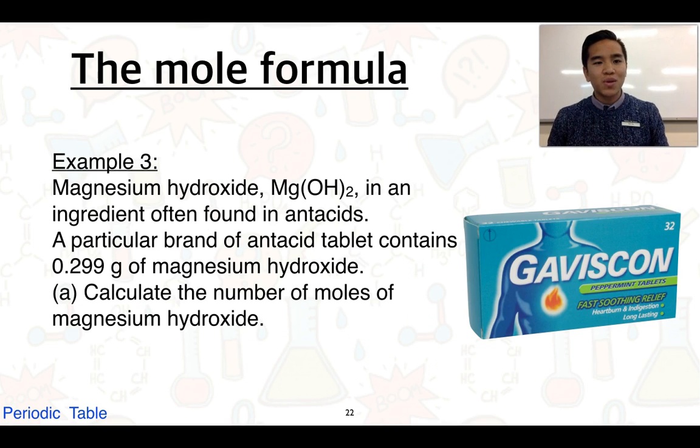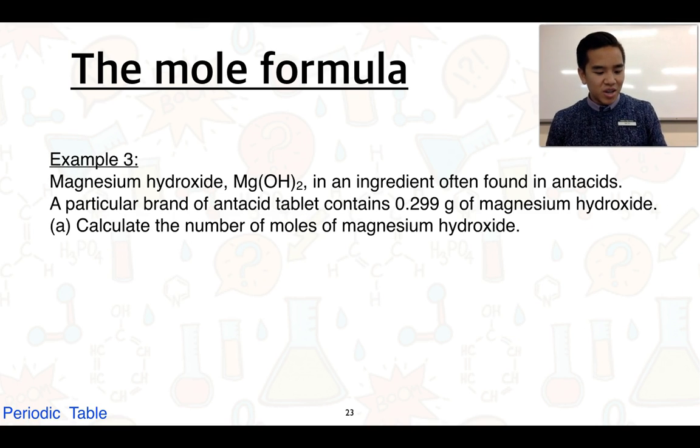For our third and final example, we're going to look at magnesium hydroxide. This is an ingredient we often find in antacids, which helps relieve acid indigestion or acid reflux. A particular brand of antacid tablet contains 0.299 grams of magnesium hydroxide. For the first part of our question, we want to calculate the number of moles of magnesium hydroxide. We learned how to do this in the first example. First thing we'll do is just work out the molar mass.